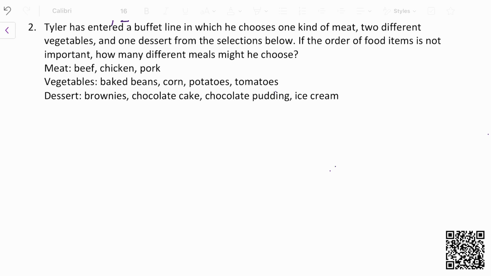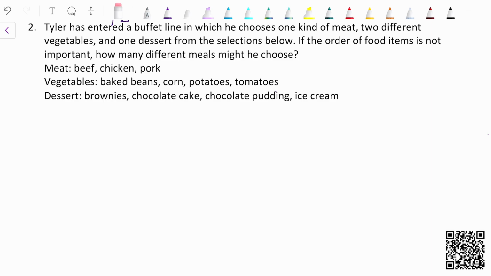Tyler has entered a buffet line in which he chooses 1 kind of meat, 2 different vegetables, and 1 dessert from the selections below. If the order of the food items is not important, then how many different meals might he choose? So this might look a little bit different than one where they just give you the numbers straight out, but it has the same logic behind it.